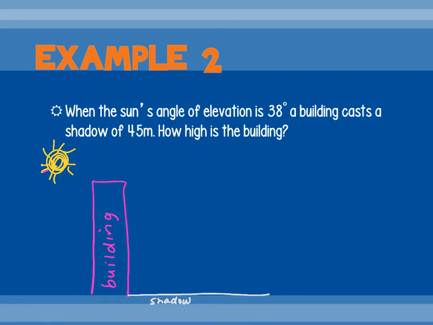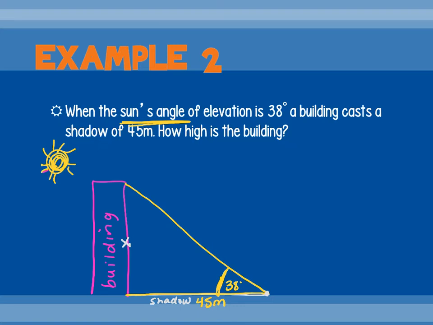But the angle of elevation would be from the ground level up to that sun. So this angle here, actually, make sure it gets to the edge of the building, here would be 38 degrees. So the angle of elevation of the sun, okay, is always going to go ground level up to the top of whatever that object is. That's 38 degrees. This shadow is 45 meters, and it wants to know how high the building is. This time we don't have to worry about anybody sighting it. You're sighting it from the ground level up.